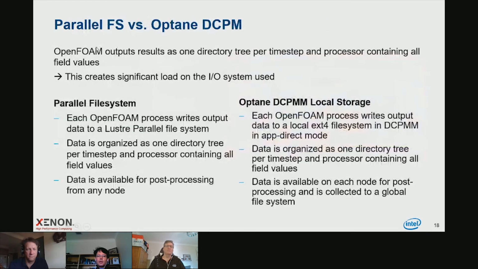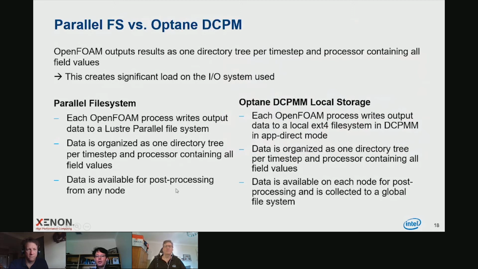So with OpenFOAM, what we're looking at in the comparison is a setup where, on the one hand, we have a classic HPC architecture with a parallel file system based on Lustre. Each OpenFOAM process, which takes care of one of those 224 subdomains, writes its output to a parallel Lustre file system. The data is then organized in a directory tree with the results per time step, and that way it's made available for post-processing from any node.